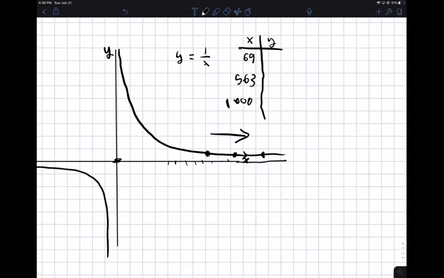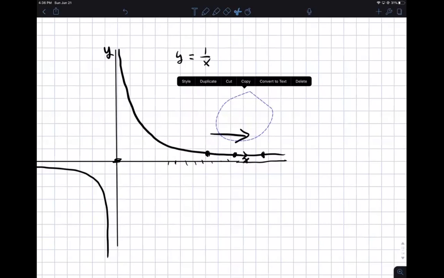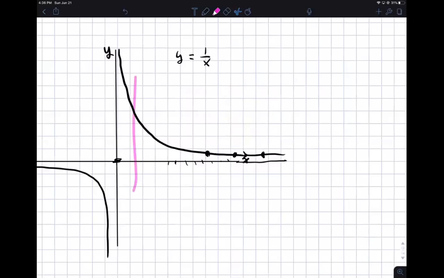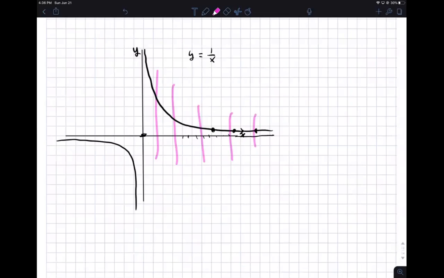So wait, this is a function. Yeah, it's a function. Okay. Just do the test and you'll see it meets only once.